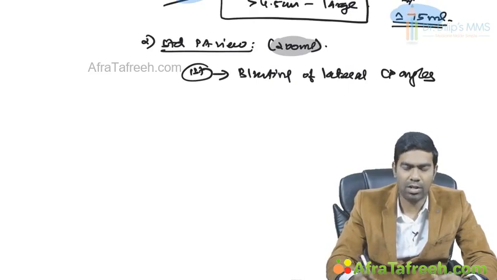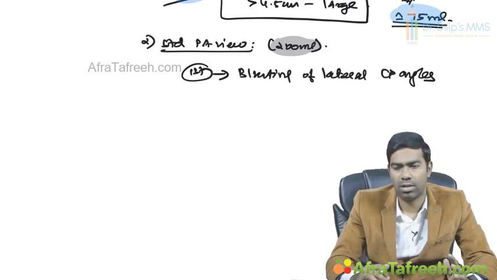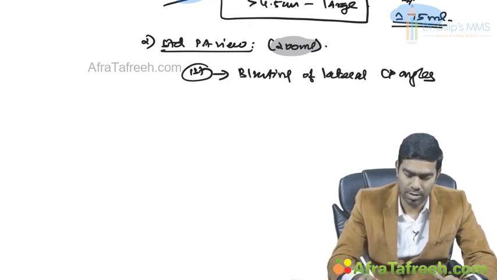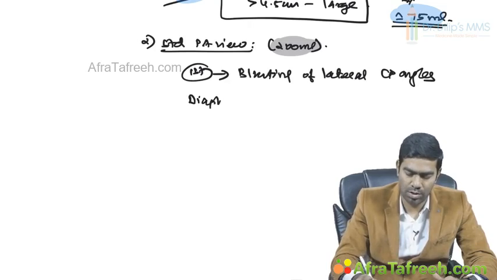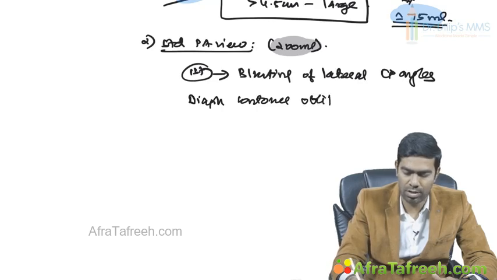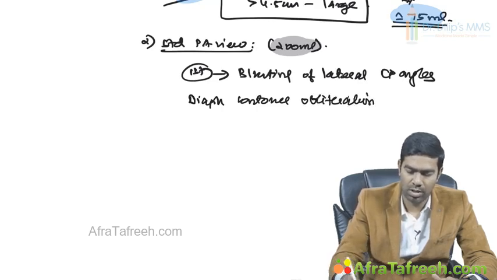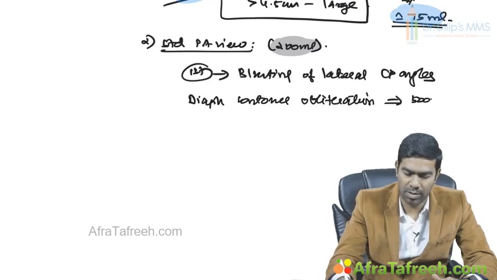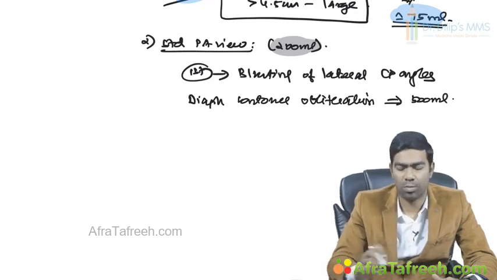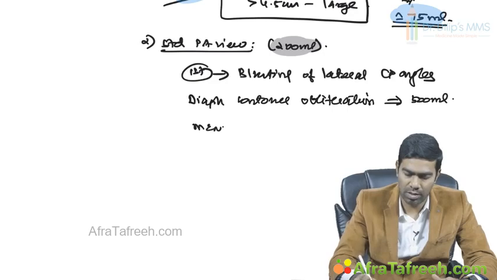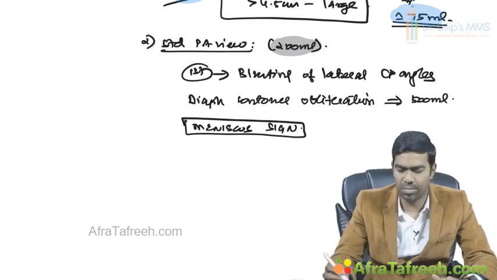And how much pleural fluid do you need to produce diaphragmatic contour obliteration? If you want to produce a diaphragmatic contour obliteration, which means the entire diaphragmatic contour itself is not visible, that happens at approximately 500 ml. Clear? And most often you will see one important sign called meniscus sign. Meniscus sign in the PA view.